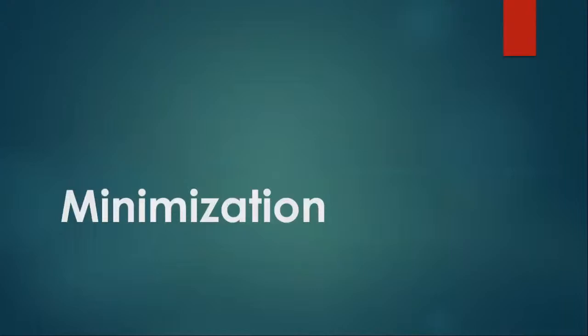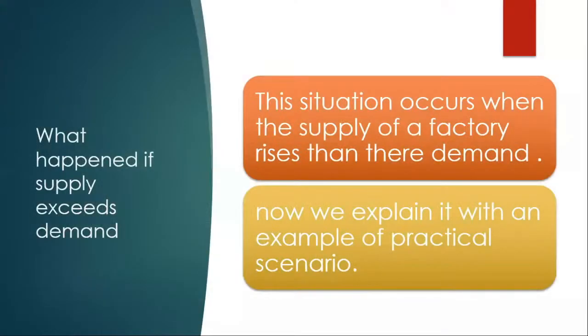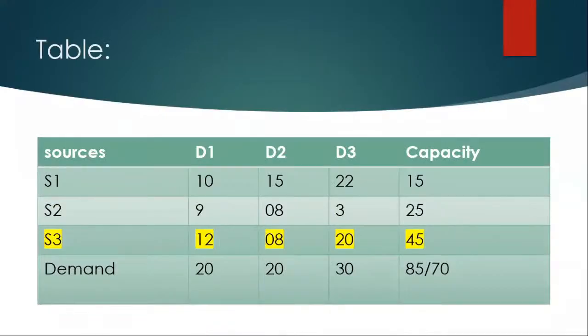Assalamu alaikum. My name is Kashif Khan, and today my topic is what happens if supply exceeds demand. First of all, I will explain this situation, which occurs when the supply of a factory is higher than the demand. Now we explain it with an example of a practical scenario table. First of all, I explain the table.